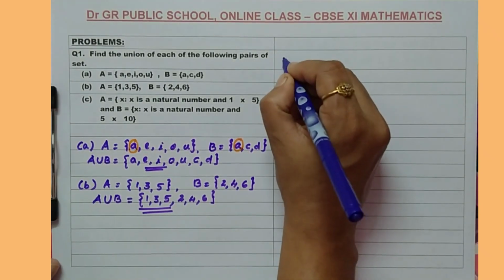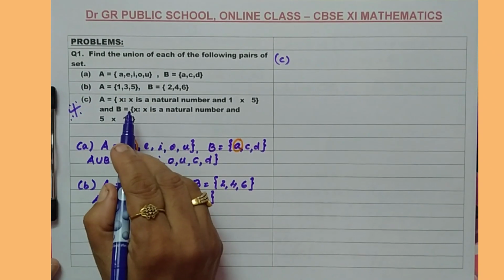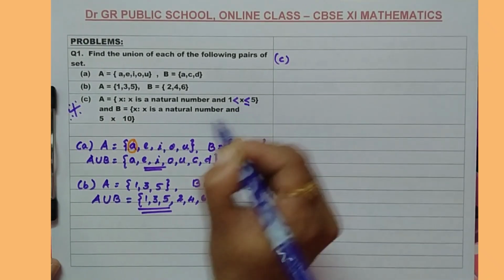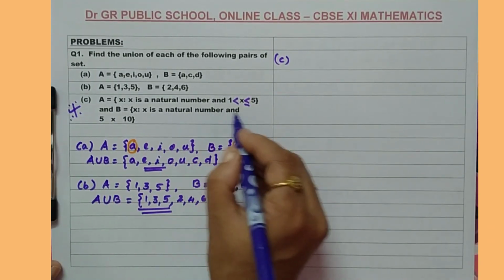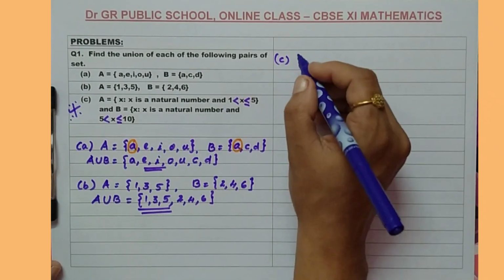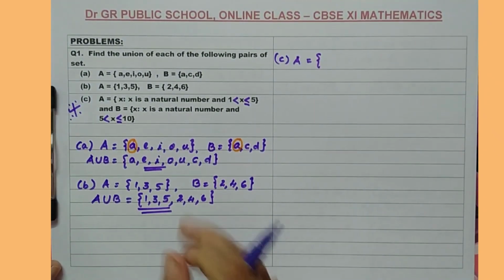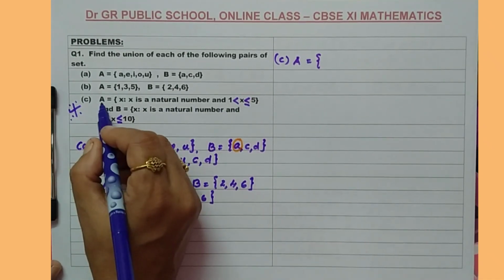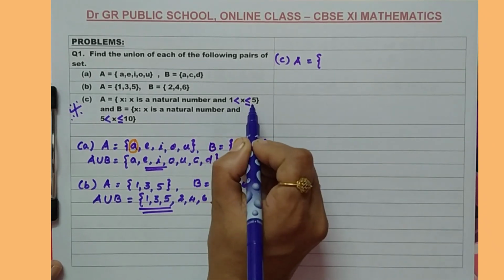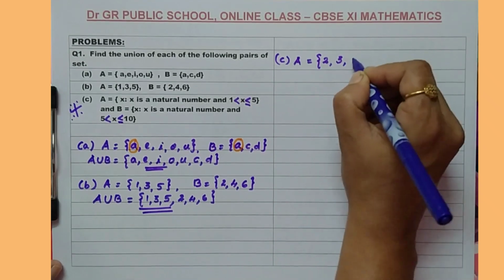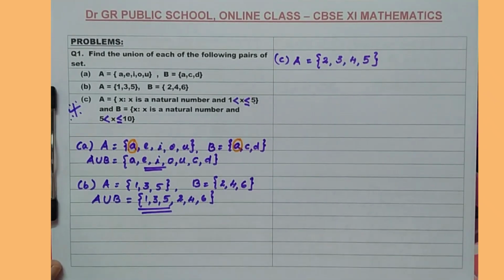Come with question number C. Question number C seems to be an important question. You are given A, the set of all x such that x is a natural number and 1 less than x less than or equal to 5, and B is the set of all x such that x is a natural number and 5 less than x less than or equal to 10. You are asked to find the union of these two sets. Whenever you are given a set builder form, you need to convert that to roster form. A equal to the set of natural numbers with the condition 1 less than x less than or equal to 5. Natural numbers between 1 and 5 you need to write, but 1 is not included in the set. So the elements are 2, 3, 4 and 5, and you need to include 5 as there is a less than or equal to symbol.